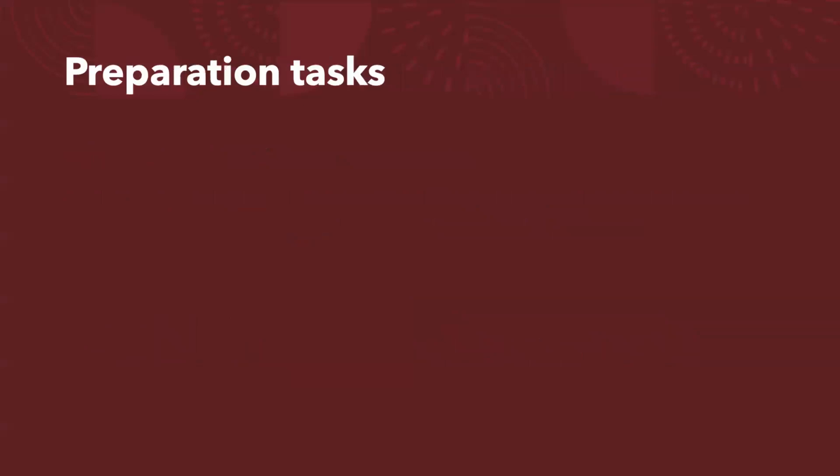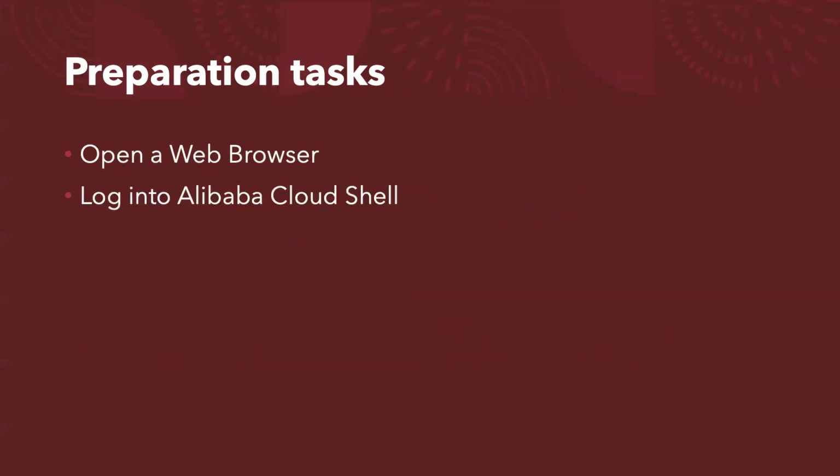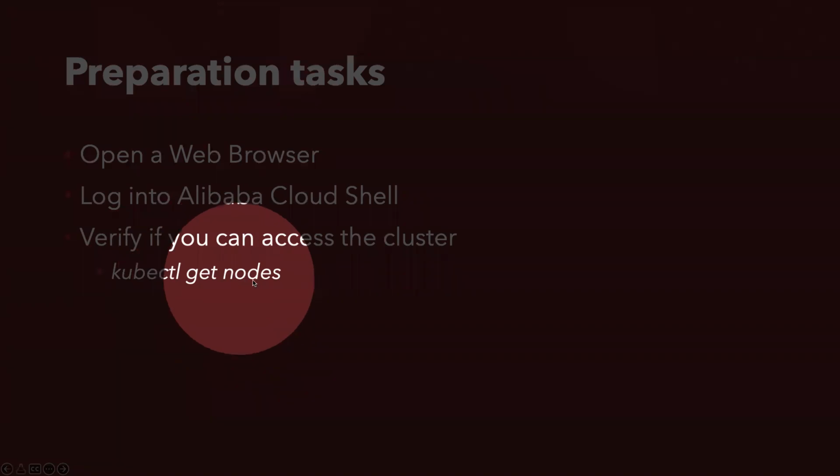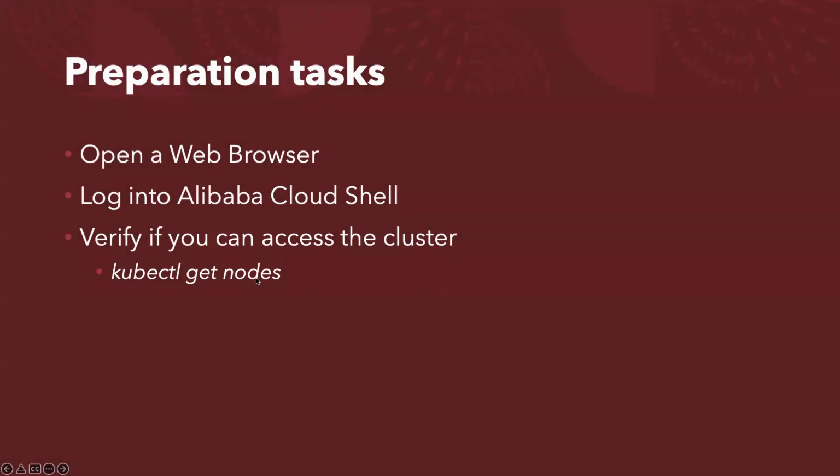So there are a few preparation tasks. First of all, you open a web browser, which I already did, and you log into Alibaba Cloud Shell, which I did as well. What I haven't done is verify that I have access, but I do have access to the right cluster. If you are going to do the testing in your environment, you better verify that you can access the right cluster via the command kubectl get nodes.